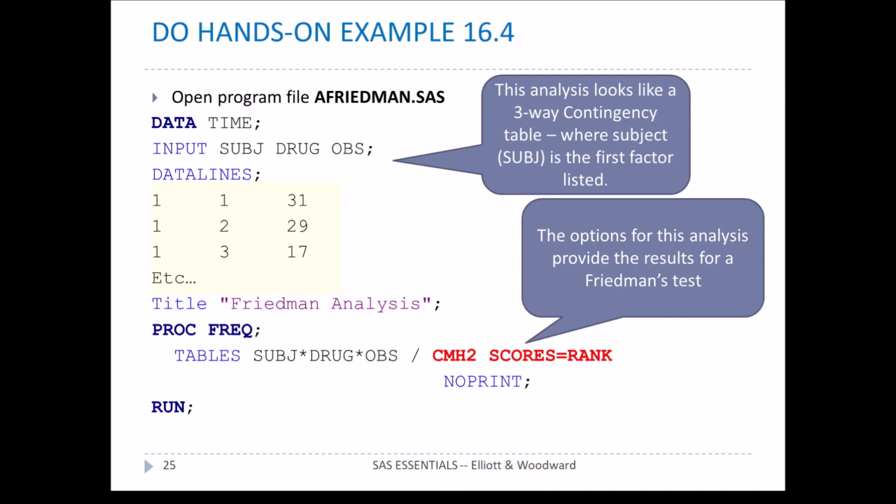We do a PROC FREQ, which is similar to what we've done before. Notice here we do tables subject by drug by observation, so really a 3-way table we're asking for. The CMH2 option is asking for the Cochran-Mantel-Haenszel statistic. Then scores equal rank means we're going to get the rank scores. And NOPRINT means that most of the output that would come out we're not interested in, so we include that in the PROC FREQ options here.